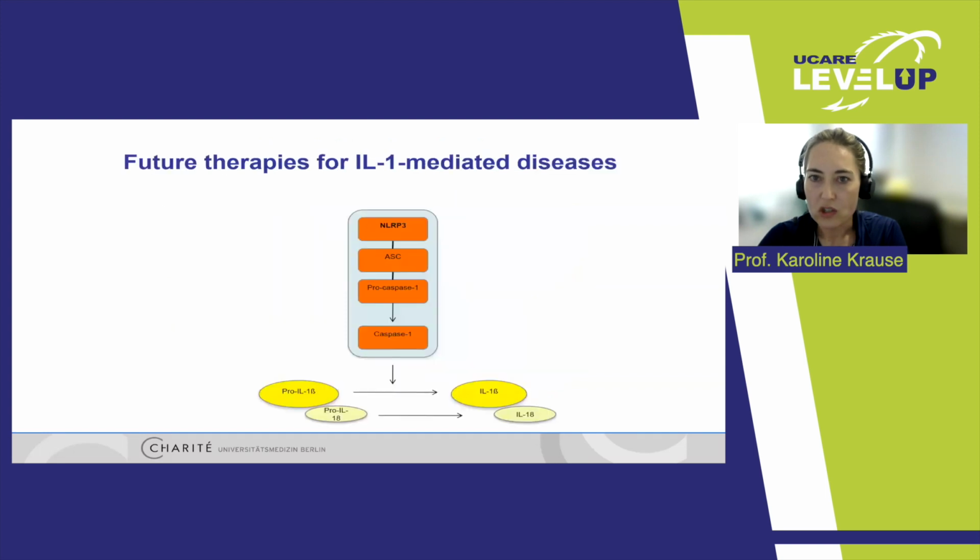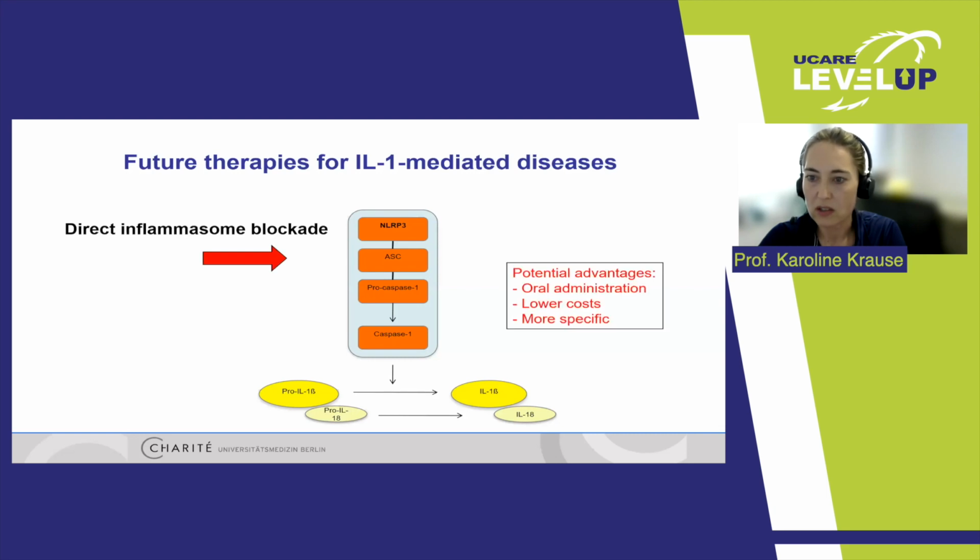So what does the future hold? Is it only anti-IL-1 that we can offer, or other cytokine targeted therapies? Well, there are certain attempts to directly block the inflammasome. This could have potential advantages, such as oral administration, if we think about small molecules, lower costs, and maybe even more specificity if we target the NLRP3 directly and not the downstream cytokines, and maybe also prevent some of the side effects we sometimes see with anti-IL-1 blockade.